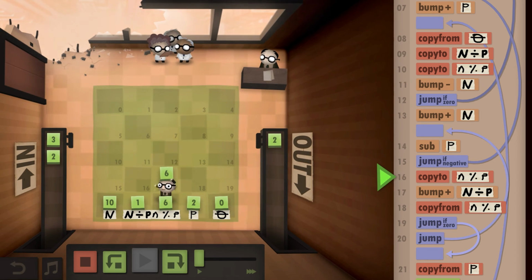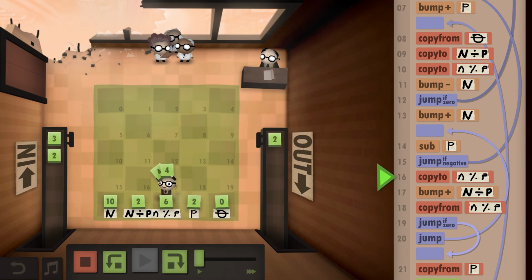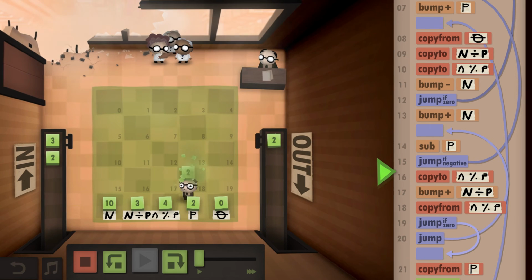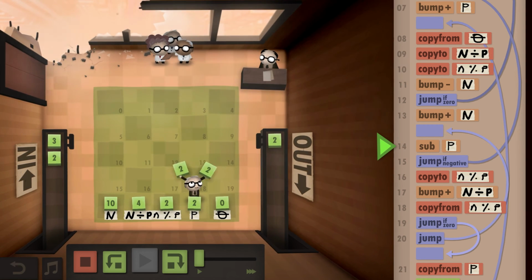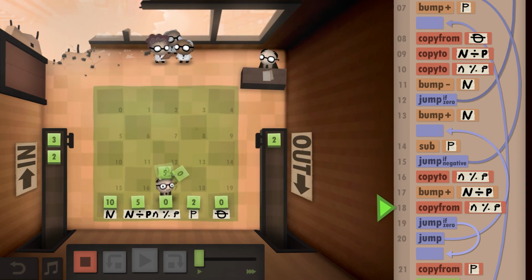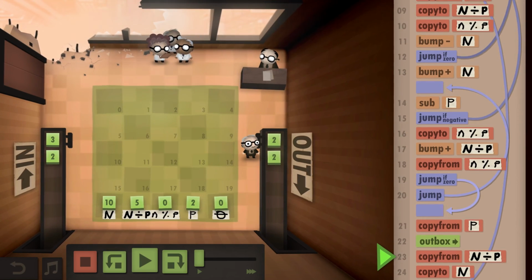So 6, so we increase that. That's going to be 2. Now we got 4. 5. This is going to be the last one. Done up, copy it, and put it on the outbox.